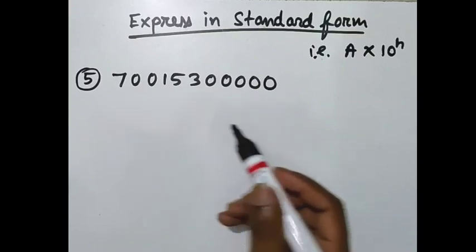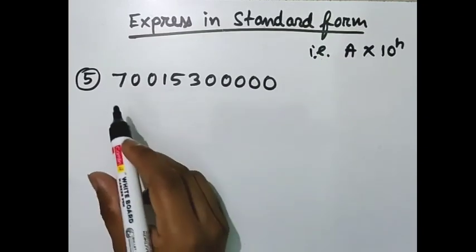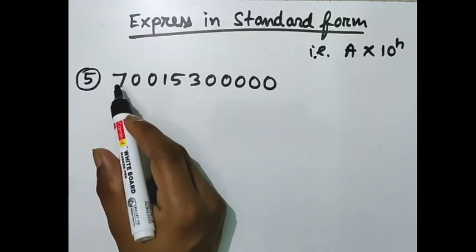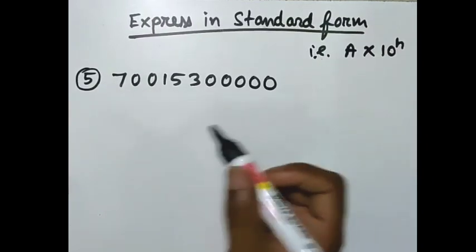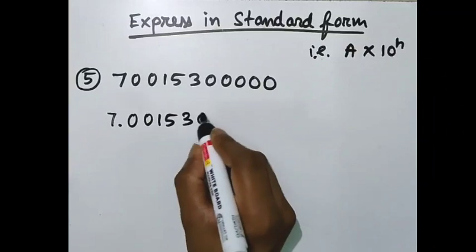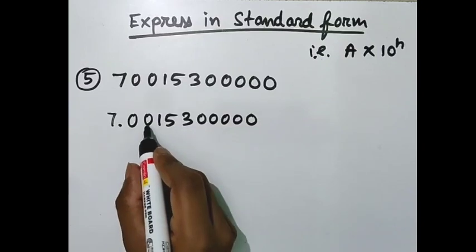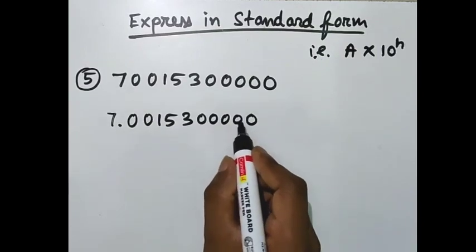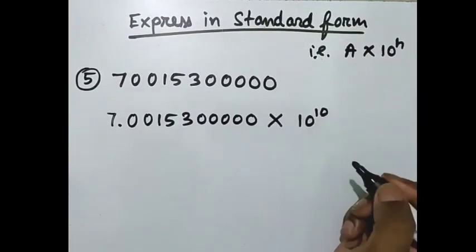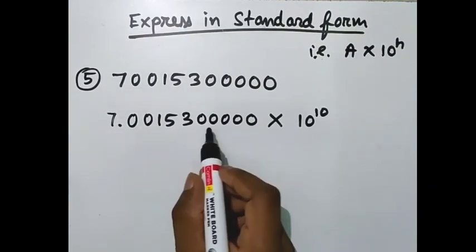now you should be very comfortable with converting any number into the standard form. So here we have this number. So where should the decimal place go here, to make it into a number that is between 1 and 10, right? So we can write it as 7.00153000000. Let's count the number of places after the decimal. 1, 2, 3, 4, 5, 6, 7, 8, 9, 10. So we can simply multiply by 10 raised to the power 10, and we can further simplify by removing the zeros after the decimal.